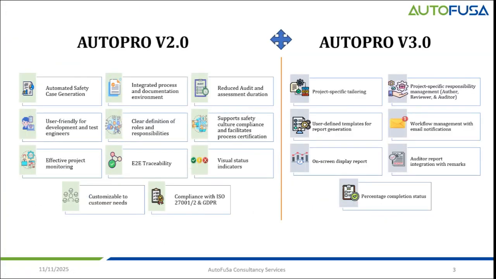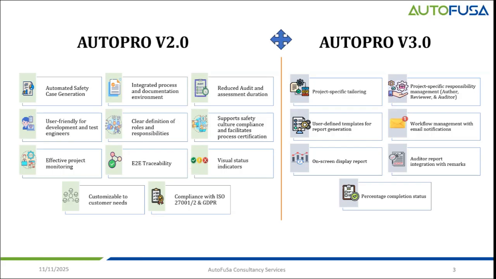Coming to AutoPro 2.0, as most of you are aware, it basically brings the complete ISO 26262 standard into a diagrammatic model, clearly defining the process steps for each and every activity. This also helps to generate the safety case documentation automatically. In addition, it provides the documents and their links to the process. It also shows visual status indicators, for example, whether something is in progress, a draft is available, or it is a baseline document. What exactly is the status of the document, those related aspects?